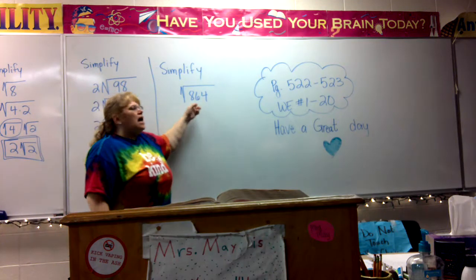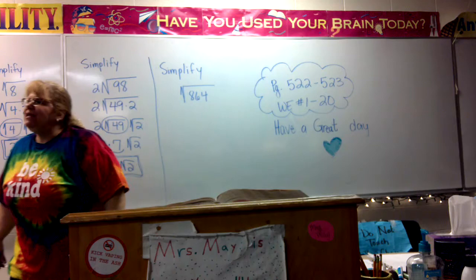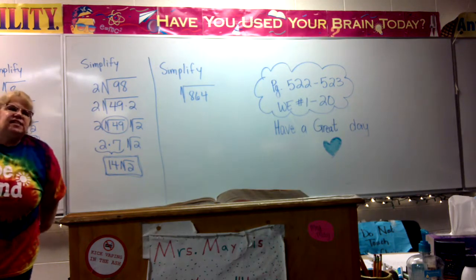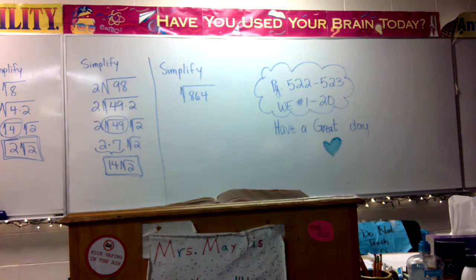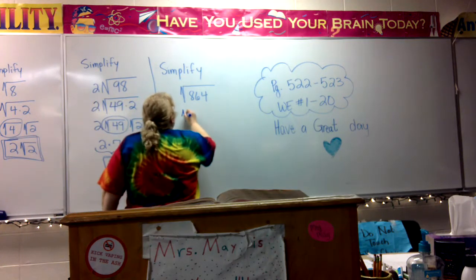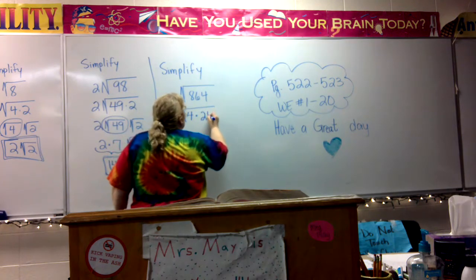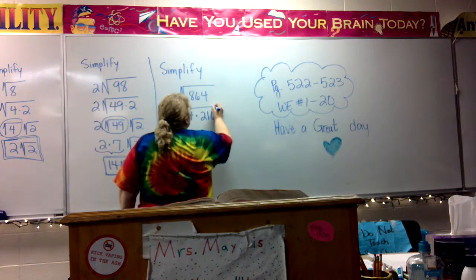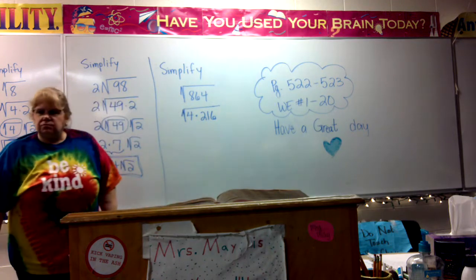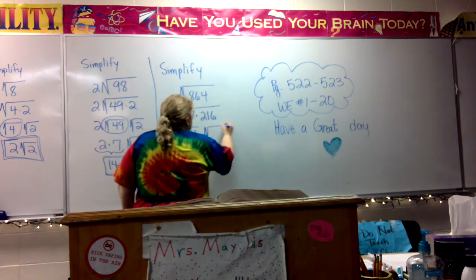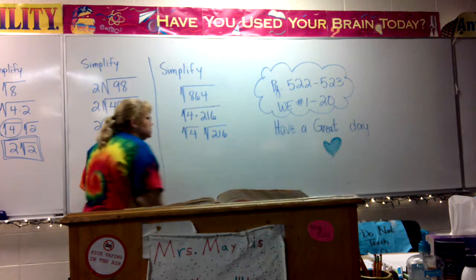So now I have 864. Probably going to take a little more work than just 8. But you have to go down the list. It's 12. Does 4 go in? Yes, it does. Does 4 go into 864? Yeah. It's 4 times 216. It's square root of 4, square root of 216.